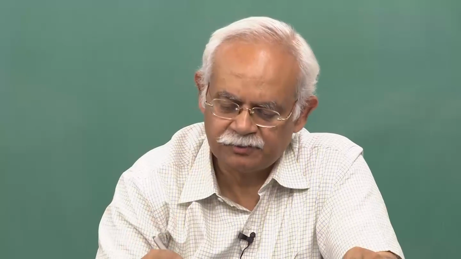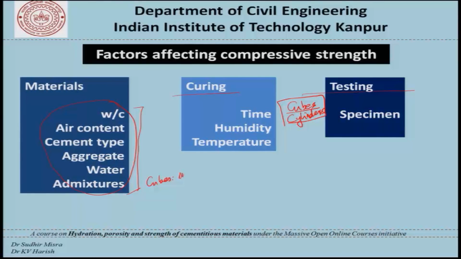For example, for cubes, should it be 10 centimeter by 10 centimeter by 10 centimeter, or should it be 15 centimeter a side, and so on. Similarly, for cylinders, we typically use 10 into 20, that is 100 mm diameter and 200 mm in height. That is the standard cylinder which is used in US and Japan and so many other countries. There is no reason to say that 150 by 300 cylinder should not be used. In fact, in India we do use 150 by 300 cylinders sometimes. In other countries we use it as well.